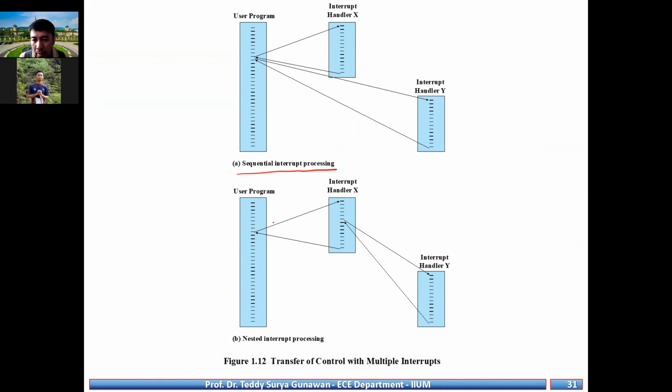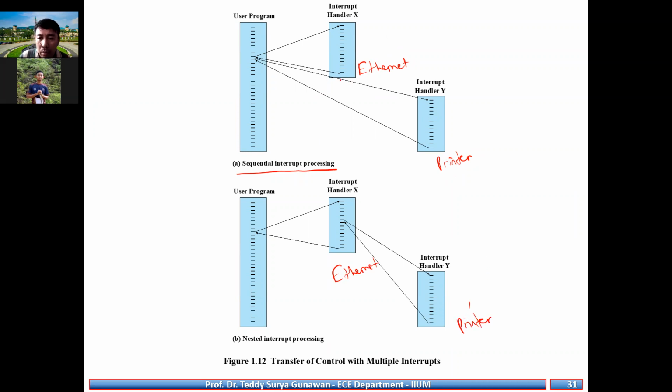Which one is the printer? Say this is the printer and this is the Ethernet. No, the other way around, because you cannot interrupt this one. So say this is Ethernet and this is the printer, and this is Ethernet. This is the printer.